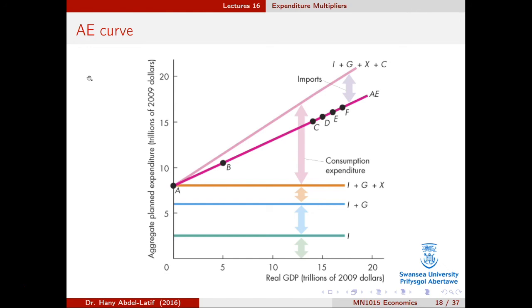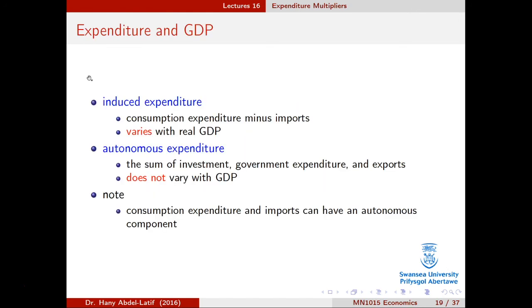And again, remember, this is the relationship between these. Here we have real GDP on the horizontal axis and aggregate planned expenditure on the vertical axis. So that will take us to this distinction between the induced expenditure and the autonomous expenditure. There are two components influenced by GDP, and these are the induced expenditures: consumption and imports.